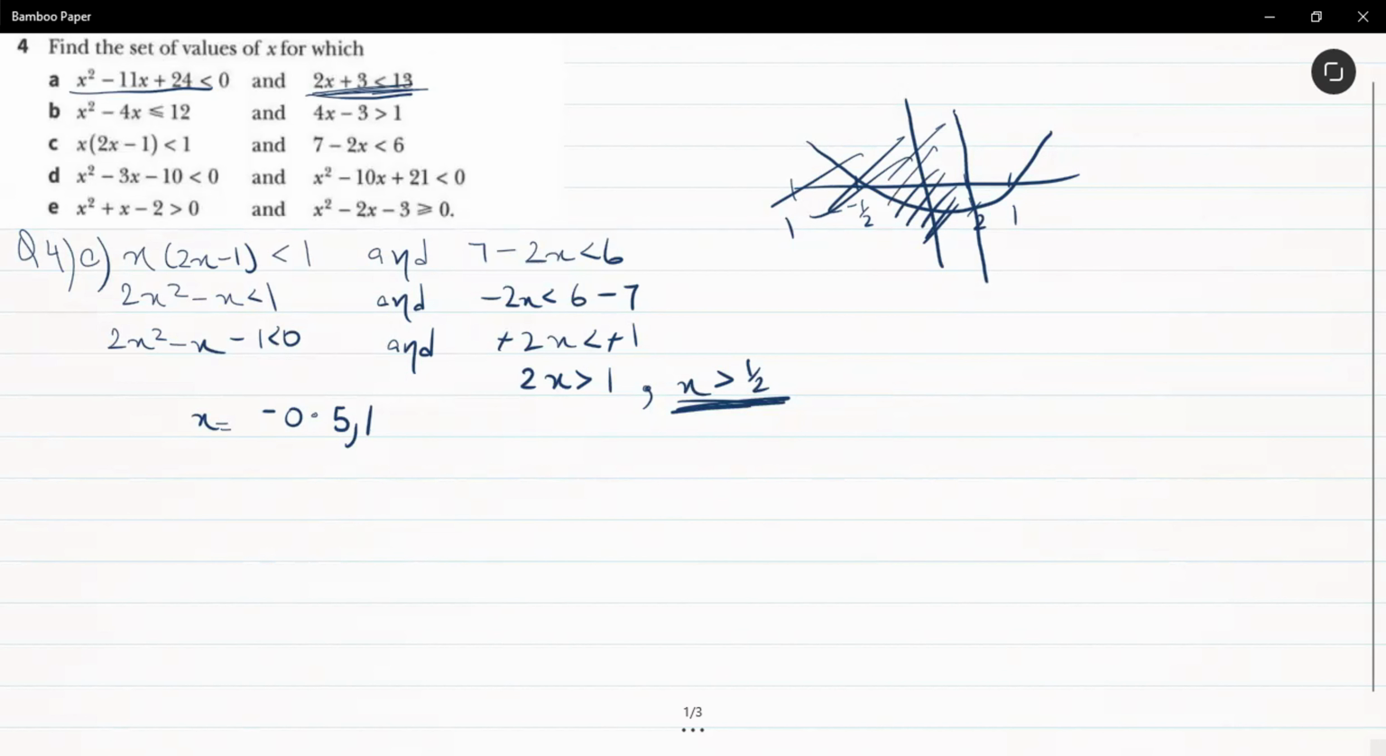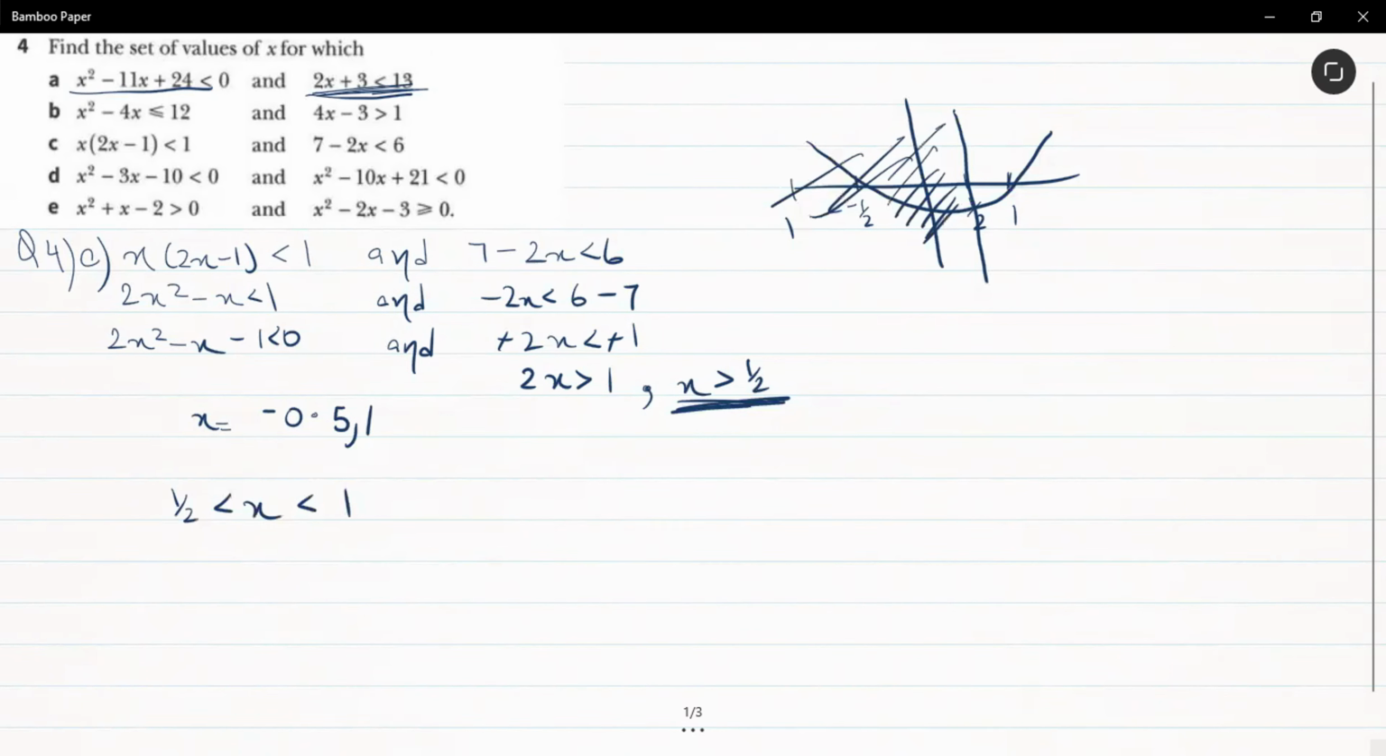So what we're going to get is x is actually greater than +1/2, but it is lesser than 1, which is the last value accepted for the quadratic equation. Okay, so this is the answer.